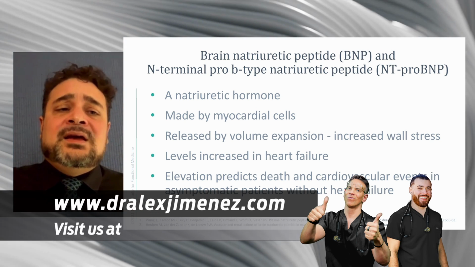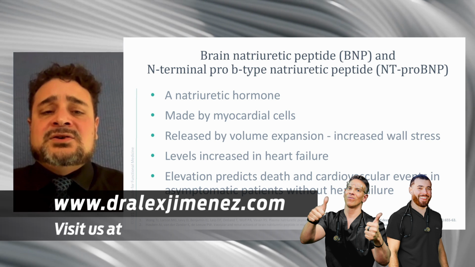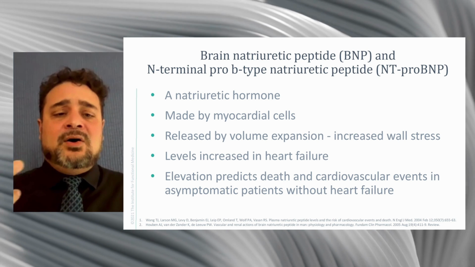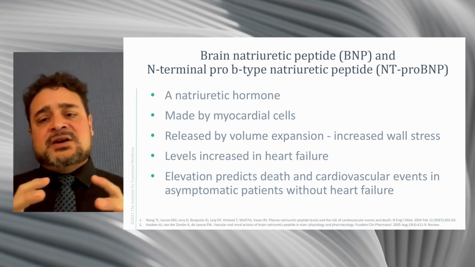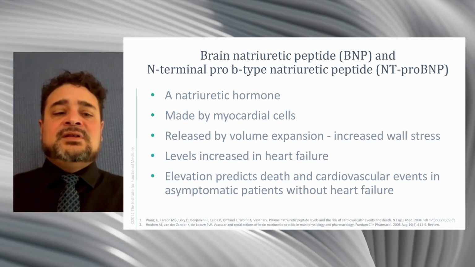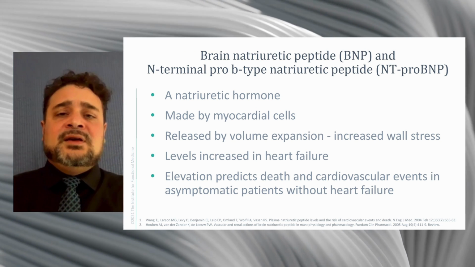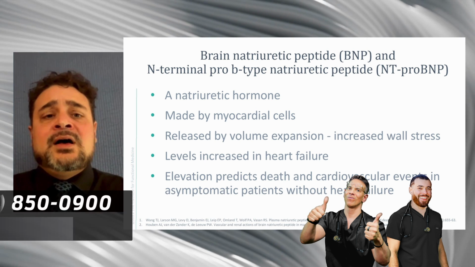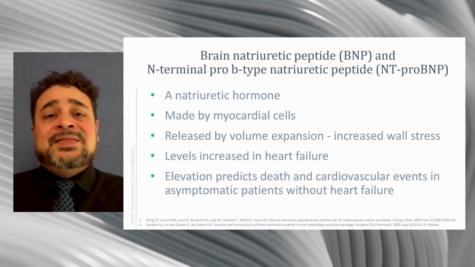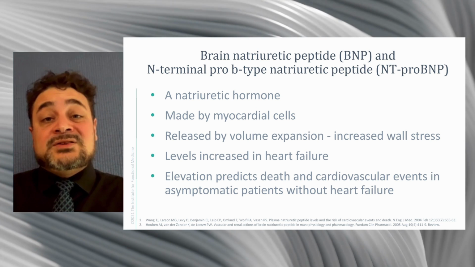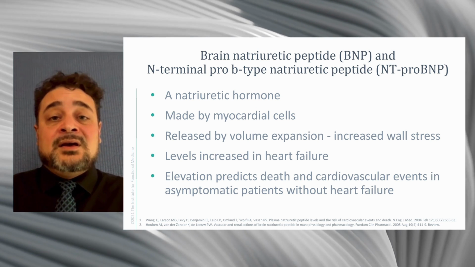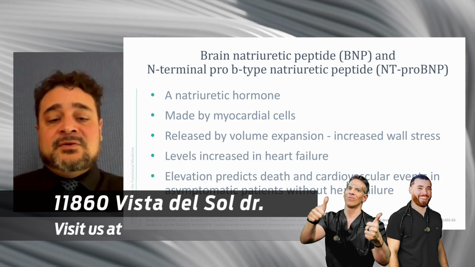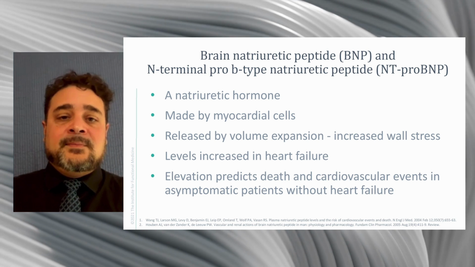We also have BNP and N-proBNP. So BNP is a natriuretic hormone. It is secreted by the heart. It's released when the heart is stretching too much. The heart releases it to help people pee out the extra fluid. It's high in heart failure, but you can have people that have high proBNP and they don't have heart failure. But it is a risk. If it's high, it increases your risk of death and cardiovascular events, even if you don't have heart failure.